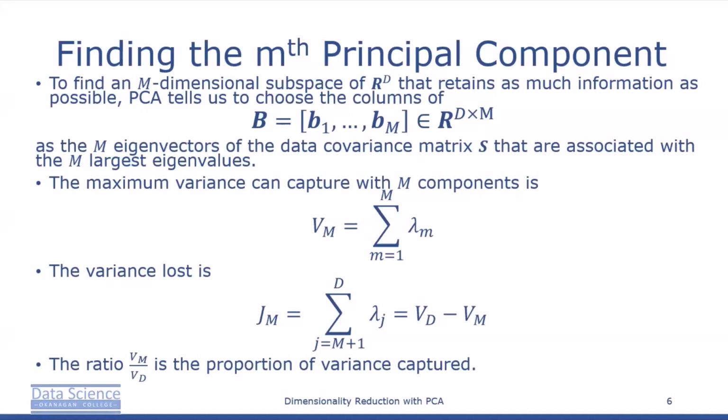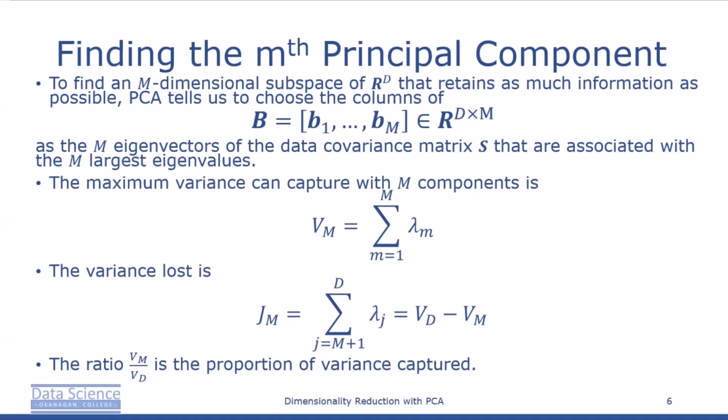Overall, to find an m-dimensional subspace of R^D that contains as much information as possible, principal component analysis tells us to choose the columns of the matrix B as m eigenvectors of the data covariance matrix S that are associated with the m largest eigenvalues. The maximum amount of variance principal component analysis can capture with the first m principal components is Vm, which is the sum up to m of the lambda m's, where lambda m are the m largest eigenvalues of the data covariance matrix S.